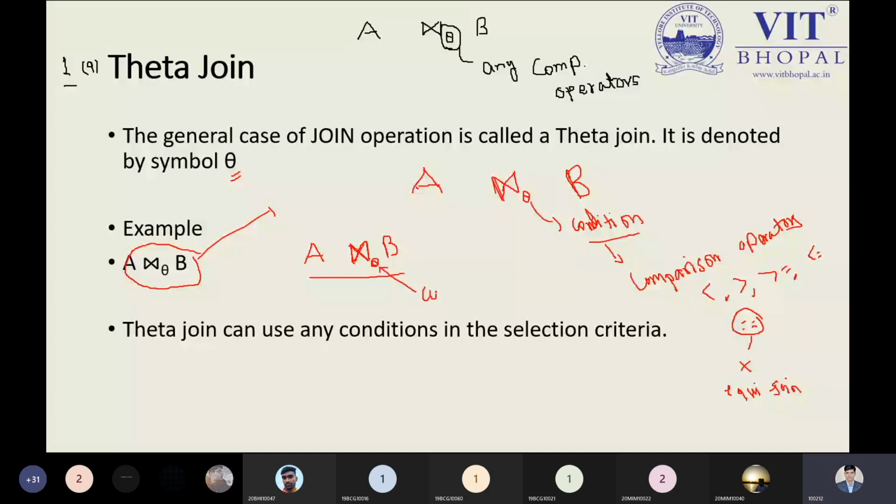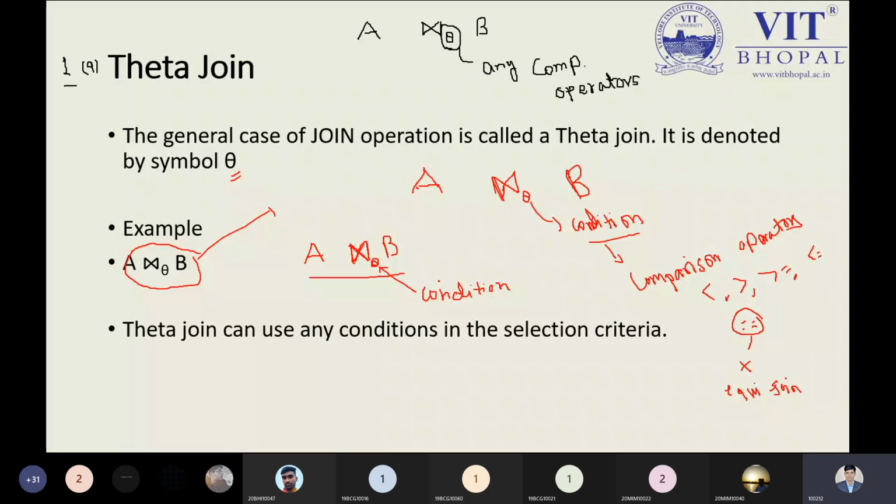So in a normal speaking way, we can say A join B, but here we have the theta join, so we can say A theta join B. So what is the condition? Based on the conditional parameter, we can use such a thing.